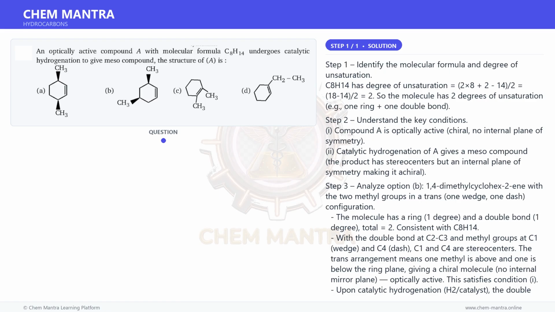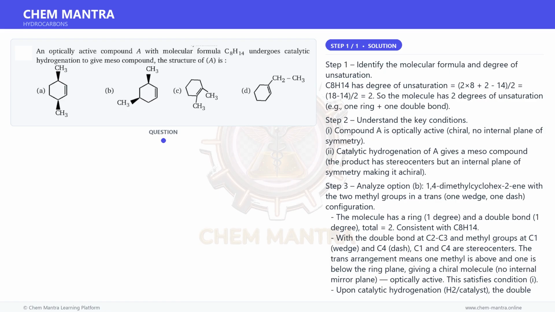1. Compound A is optically active, chiral, with no internal plane of symmetry. 2. Catalytic hydrogenation of A gives a meso compound. The product has stereocenters but an internal plane of symmetry, making it achiral.